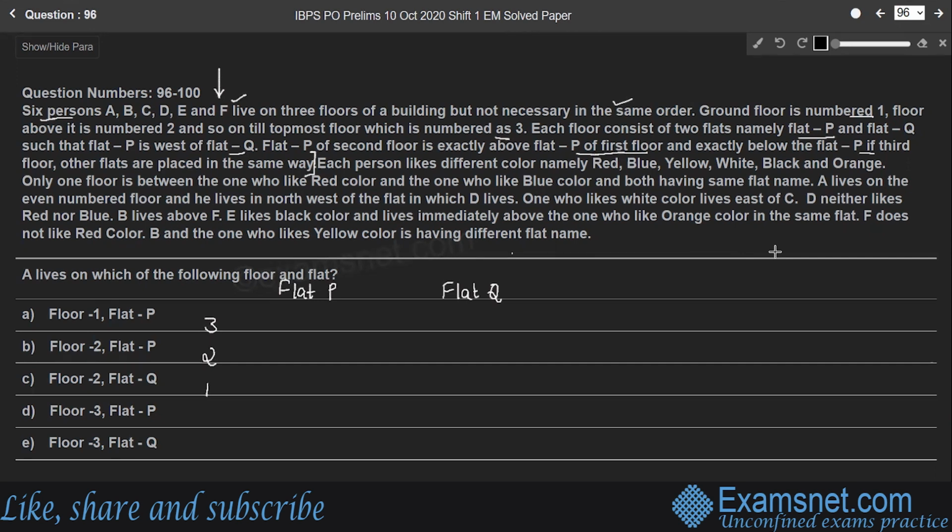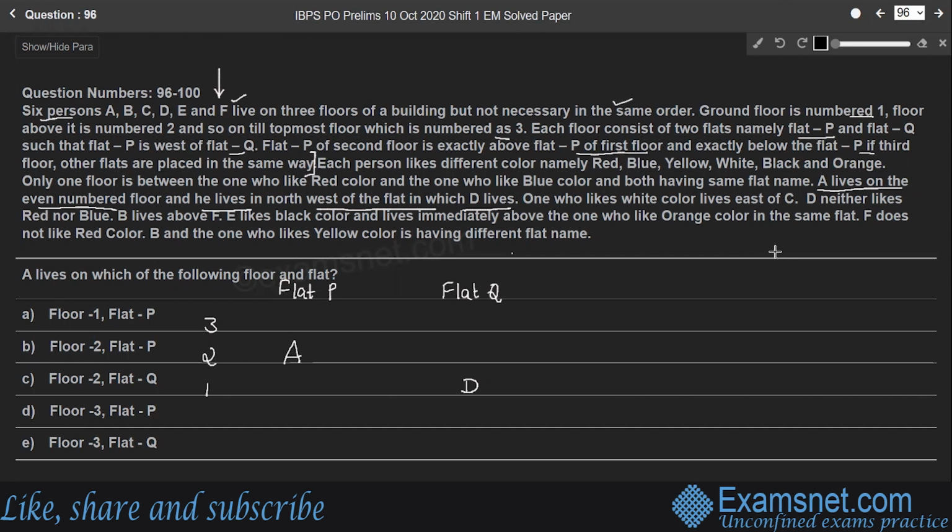So now consider the first point here. A lives on even numbered floor and he lives in northwest of the flat in which D lives. So which is important. So A lives on the even numbered floor means A lives on the second floor and he lives in the northwest direction of D, right? Therefore, A has to live in flat P of second floor and D is living in flat Q of first floor, right? Therefore, direction of A will be northwest direction to D.